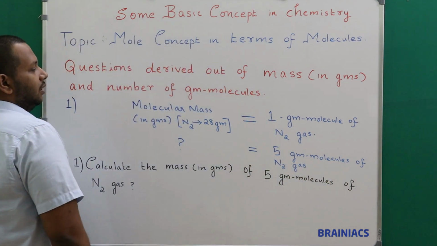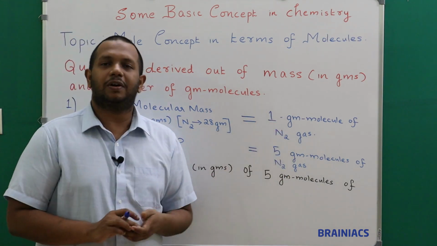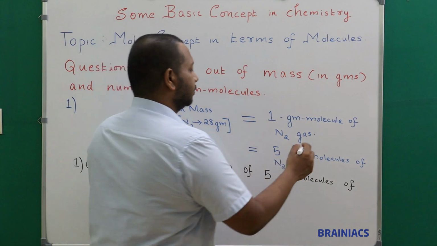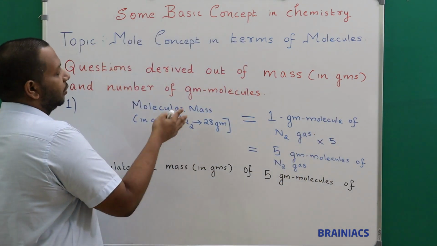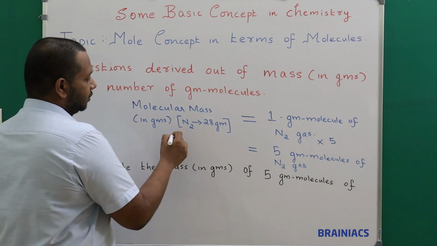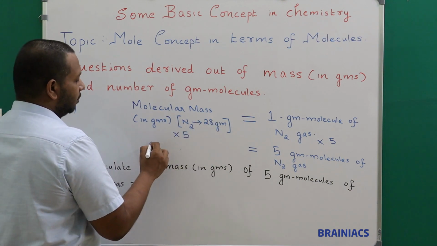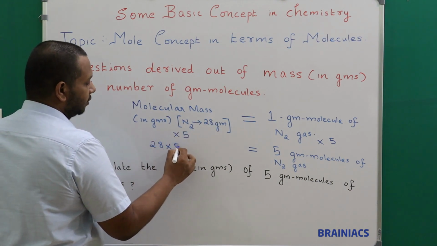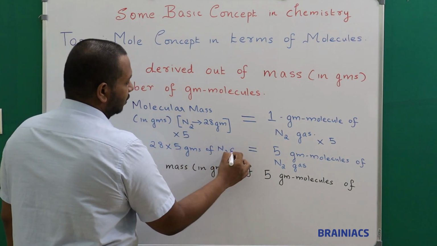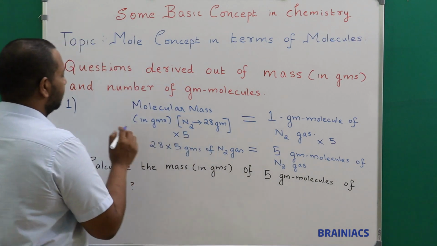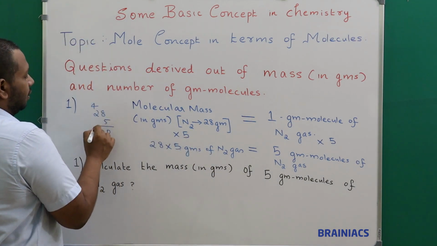So it's again an easy question. Tell me how to convert 1 to 5. Multiply by 5. So you can directly multiply by 5. When you multiply 5 on the RHS, do the same thing on the LHS. So what will be the answer? 28 multiplied by 5 grams of N2 gas. Tell me, what is 28 multiplied by 5? So I can say 140.